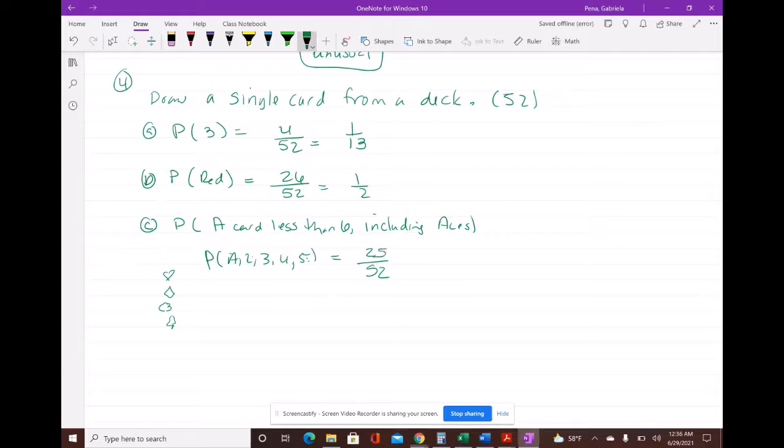5 times 4 is 20. This reduces, and I'm going to reduce by half. Half of 20 is 10, half of 52 is 26. I can still reduce this. Half of 10 is 5, half of 26 is 13. So my answer would be 5 over 13.